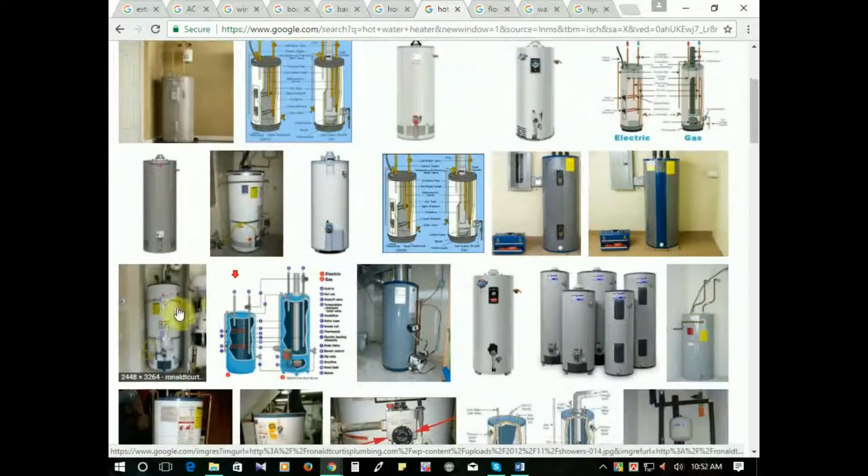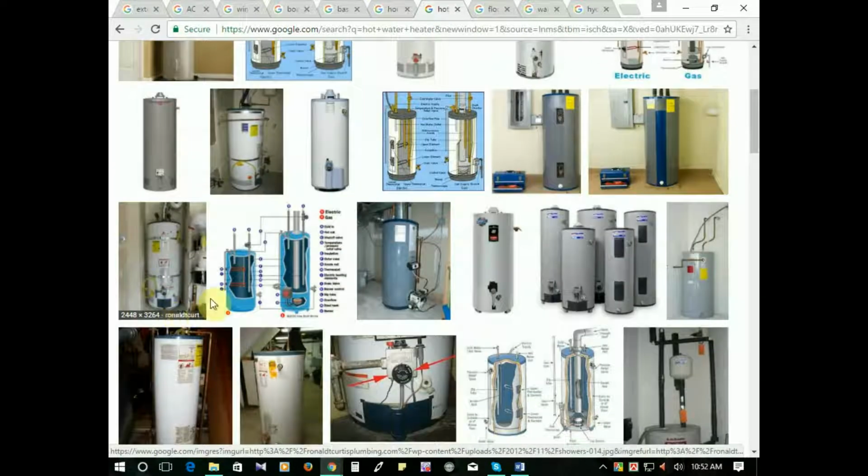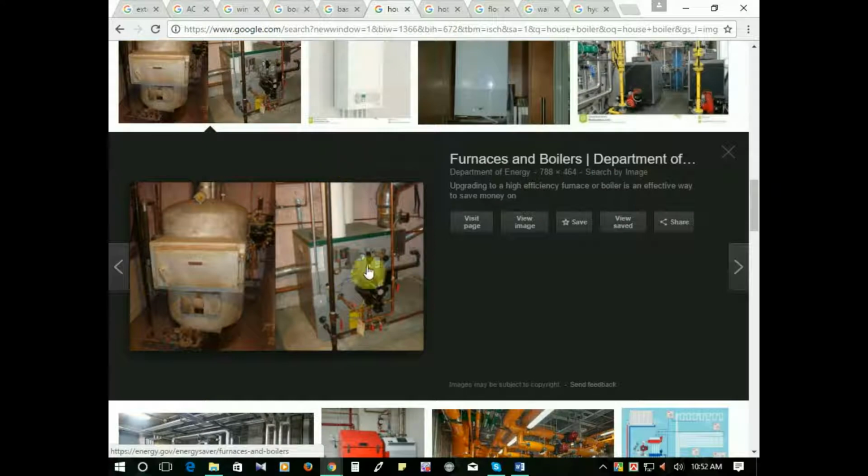So this is a hot water heater, and furnaces. This is a furnace, and this is a boiler.